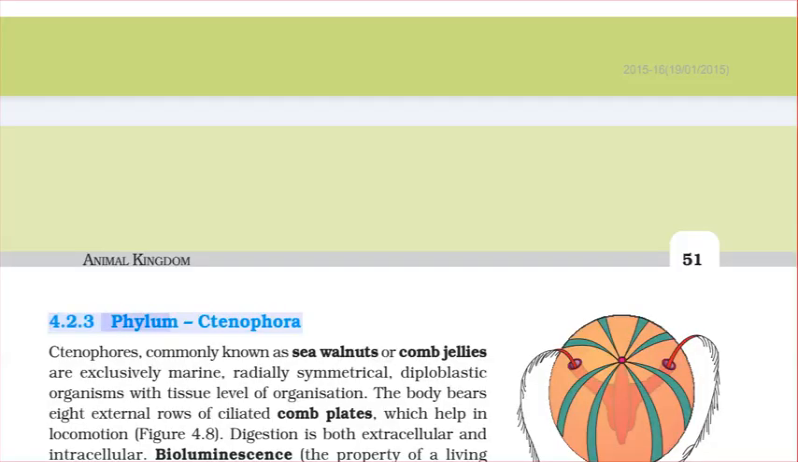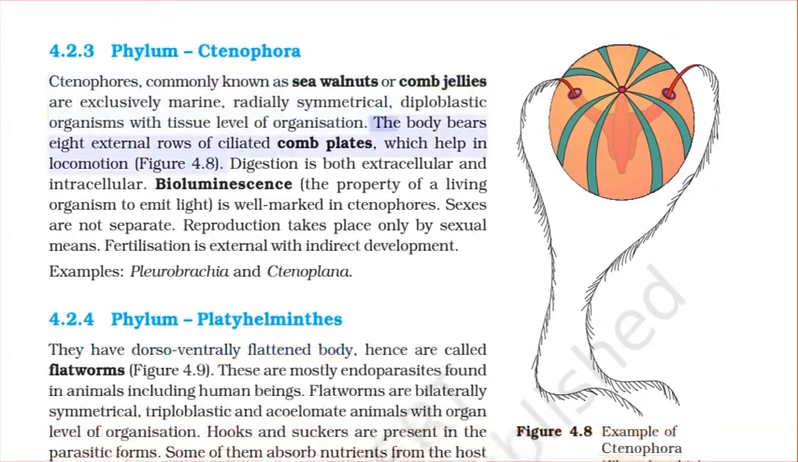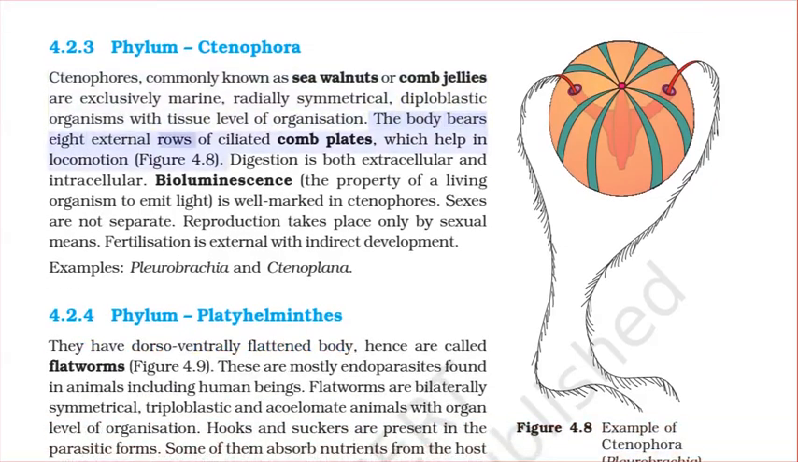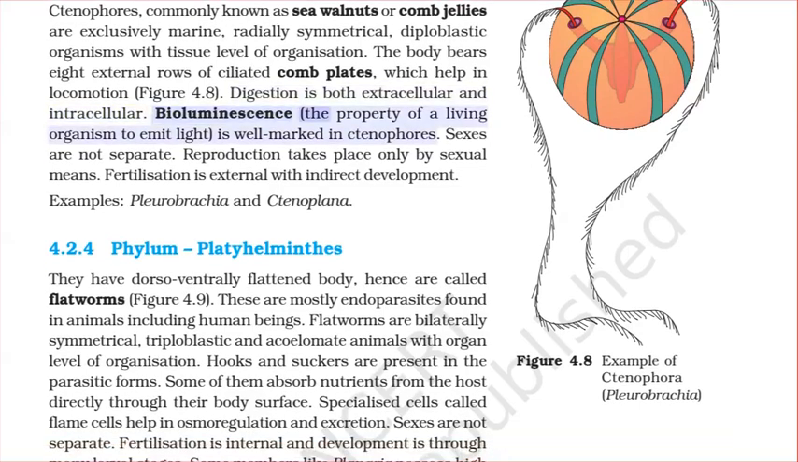4.2.3 Phylum Ctenophora. Ctenophores, commonly known as sea walnuts or comb jellies, are exclusively marine, radially symmetrical, diploblastic organisms with tissue level of organization. The body bears 8 external rows of ciliated comb plates, which help in locomotion, Figure 4.8. Digestion is both extracellular and intracellular. Bioluminescence, the property of a living organism to emit light, is well marked in ctenophores.